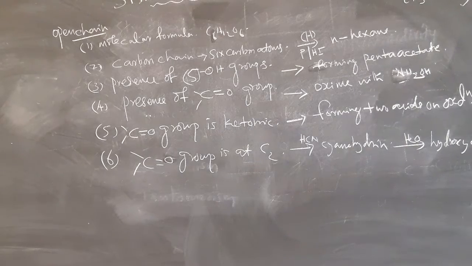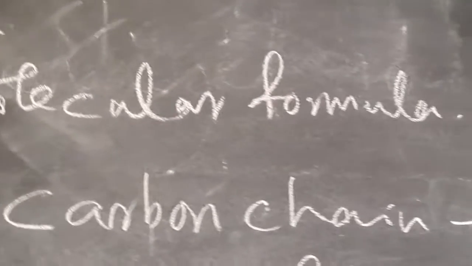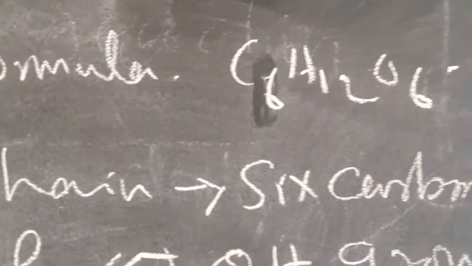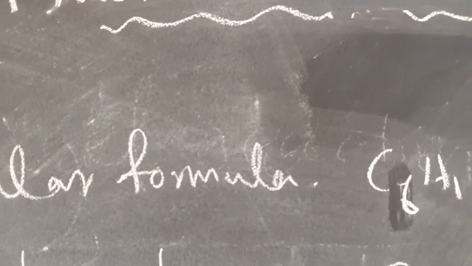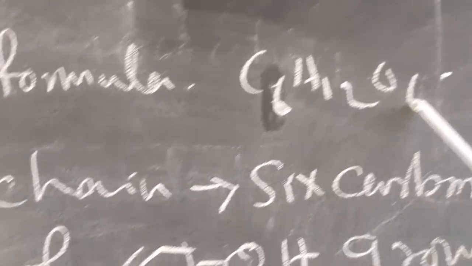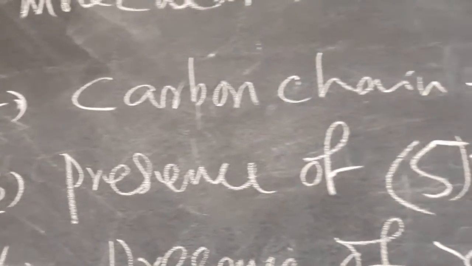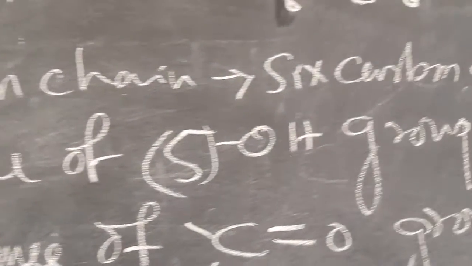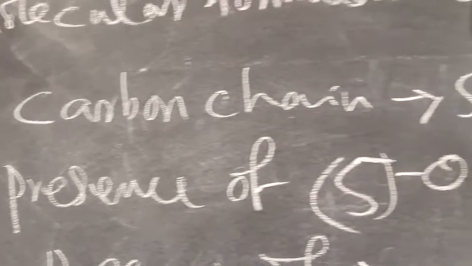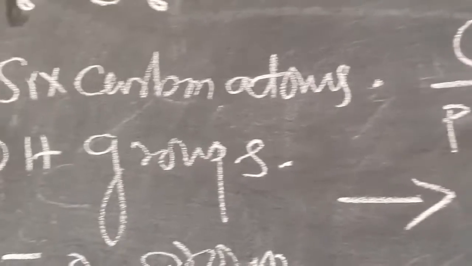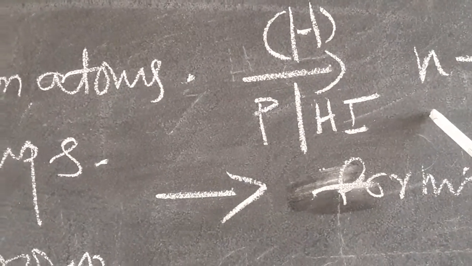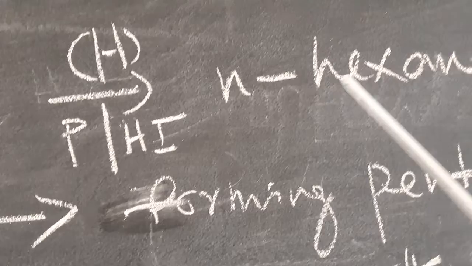reactions a closer look. I am talking about the open chain structure of the compound. You can see the molecular formula of the compound, that is same as in the case of glucose, C6H12O6, and the carbon chain is also the same as in the case of the glucose molecule, that is a chain of 6 carbon atoms, and this can be confirmed by the reduction of the fructose molecule forming normal hexane.